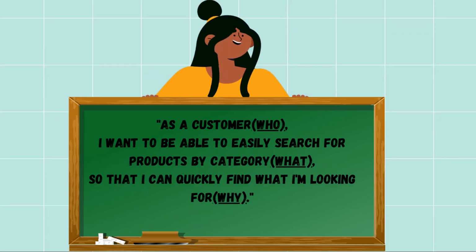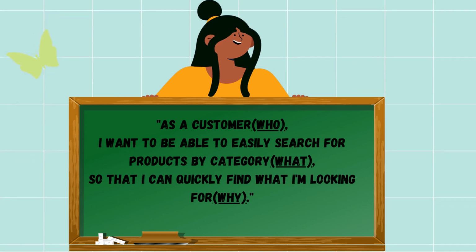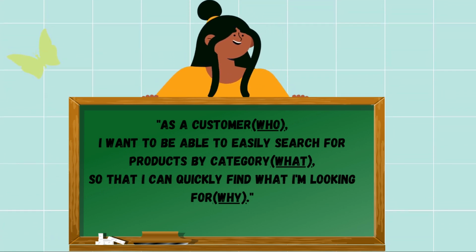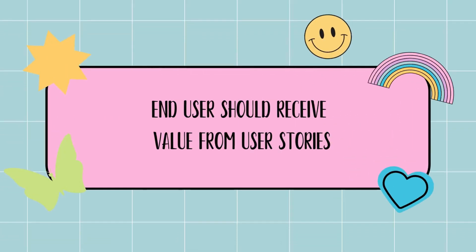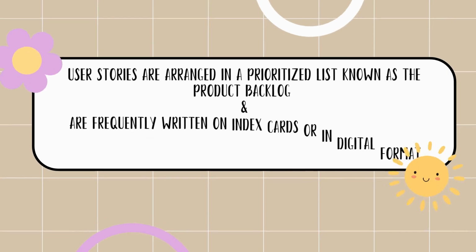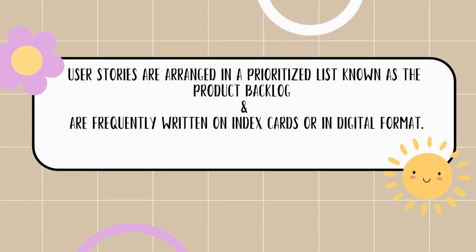For example, a user story could be: as a customer, I want to be able to easily search for products by category so that I can quickly find what I'm looking for. The end user should receive value from user stories. User stories are arranged in a prioritized list known as the product backlog and are frequently written on index cards or in digital format.